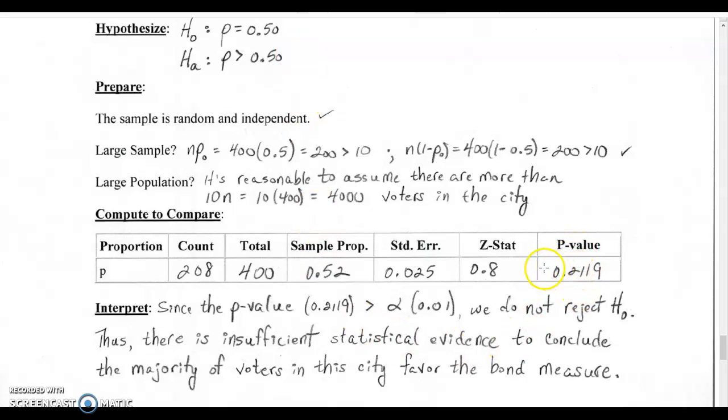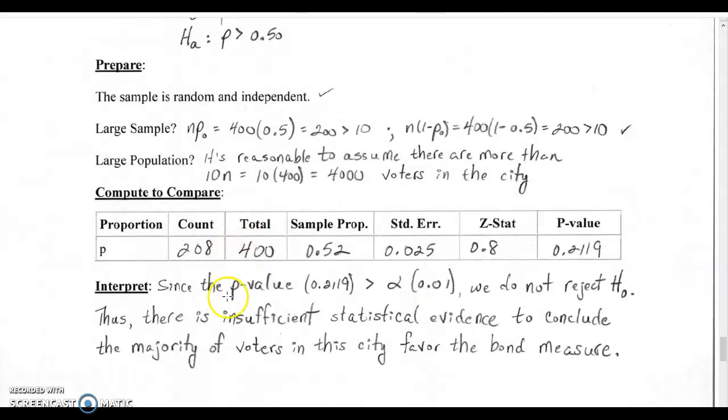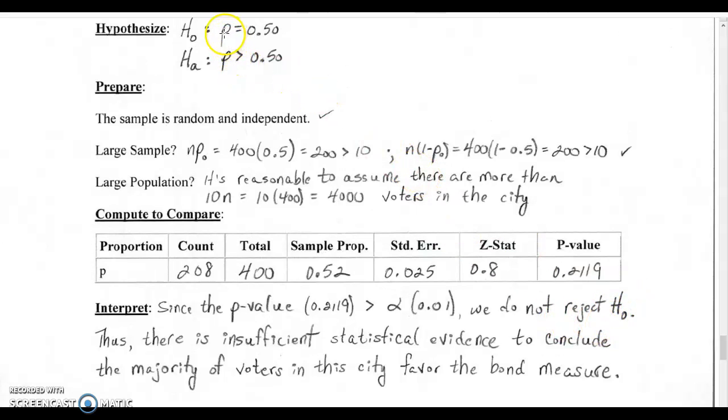That gives a p-value, the probability of having this test statistic or one more extreme to the right, 0.8 or more, which is 0.2119. So how do we interpret that? Since the p-value, 0.2119, is bigger than alpha, 0.01, we do not reject the null, H0. We cannot reject that p is equal to 0.5 and then say we have enough evidence to support that p is greater than 0.5. That means there's insufficient statistical evidence to conclude the majority of voters in this city favor the bond measure.